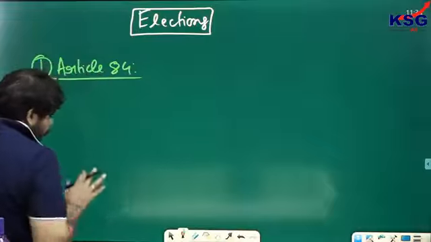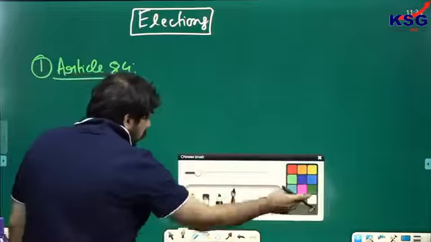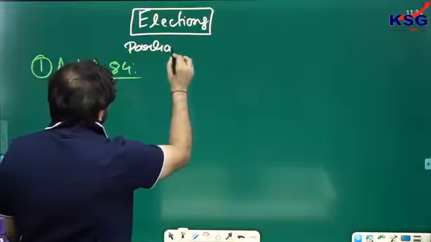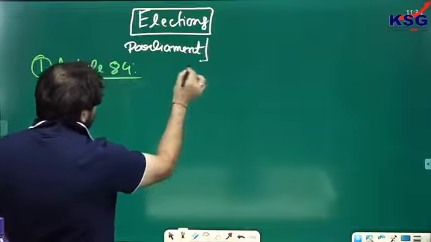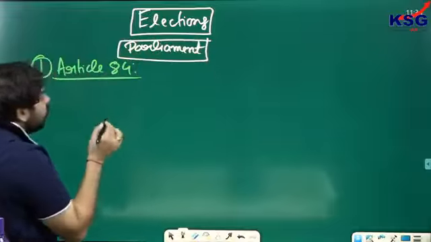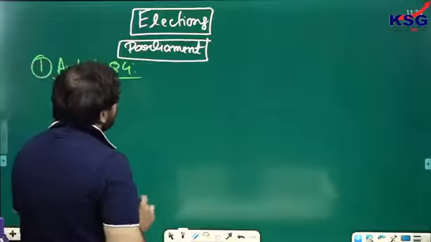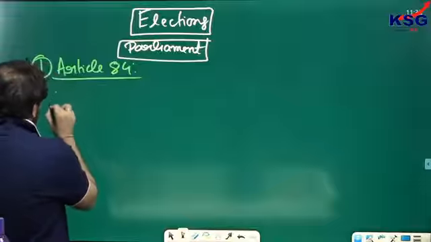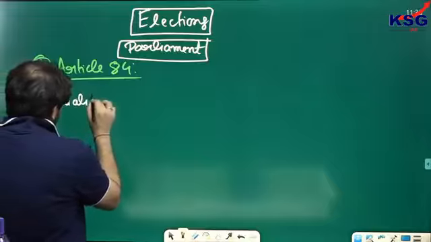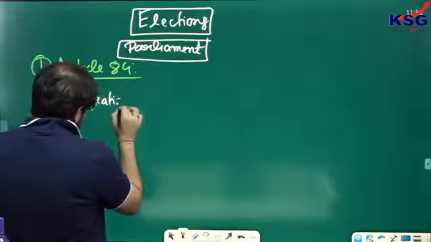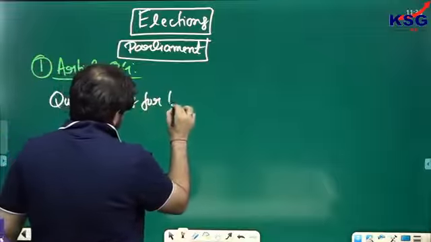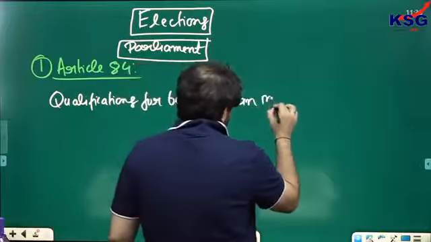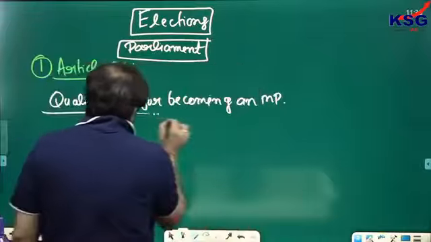Article 84 of the Constitution lies in the subject of Parliament. It talks about the Union Legislature, which is the Parliament. Please now start listening to what I am trying to say. Article 84 of the Constitution lies in the Union Legislature, which is known as the Parliament. And Article 84 talks about the qualifications for becoming an MP. It gives the qualifications for becoming an MP.